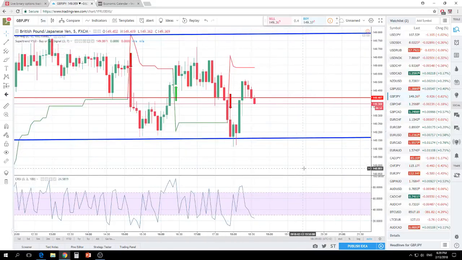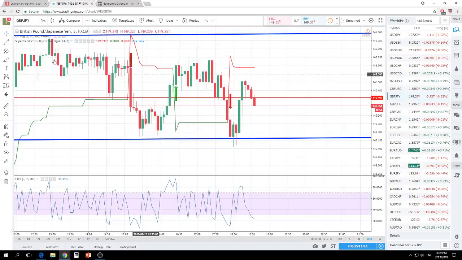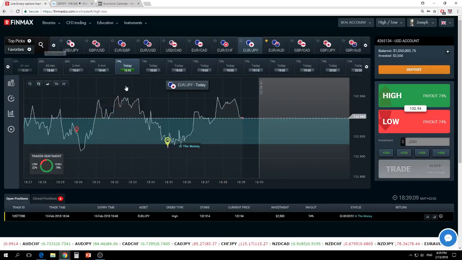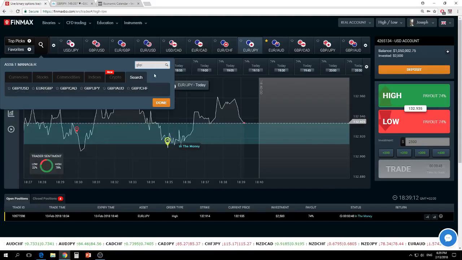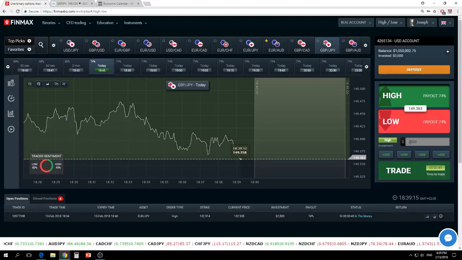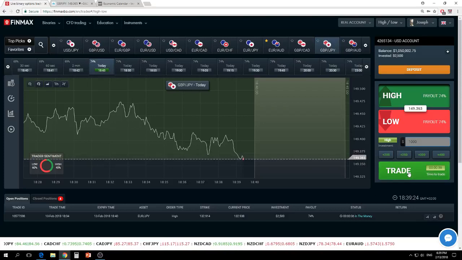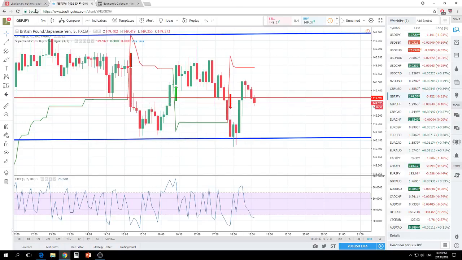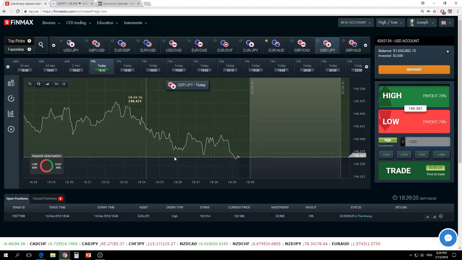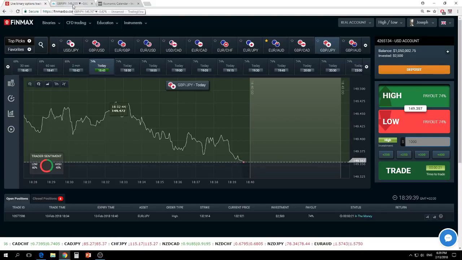Actually, we can prepare our platform for GBP JPY while our previous trade is executed in the money, and we can trade high on GBP JPY. Just put back your initial investment amount. Okay, get ready. We are going to click on the trade button in about 30 seconds from now. We are now going to launch a quite dangerous trade over there, by the way, and I will explain to you why.